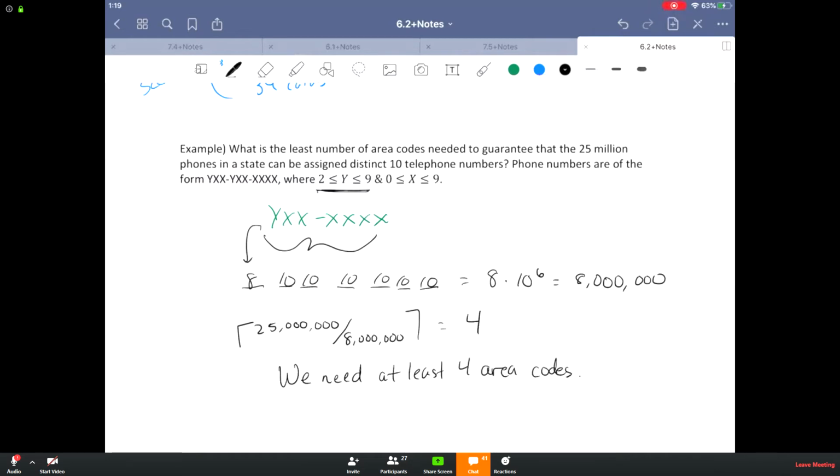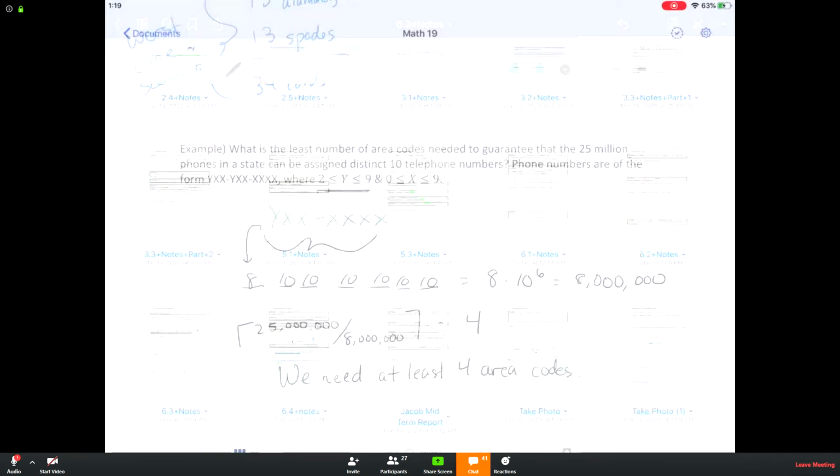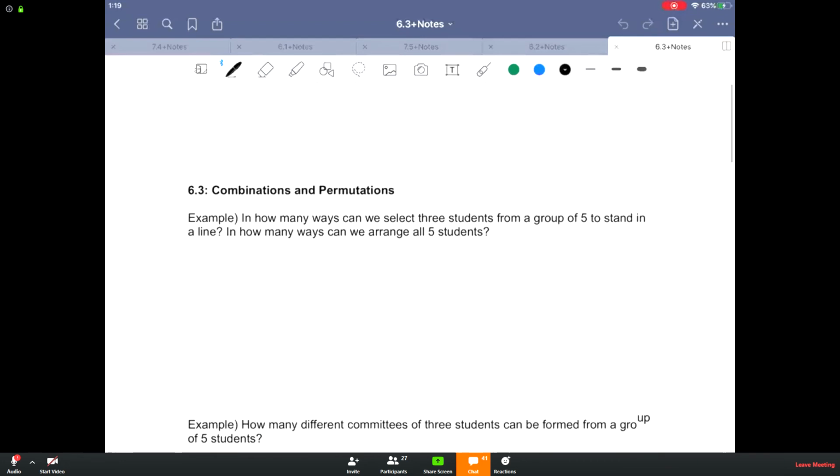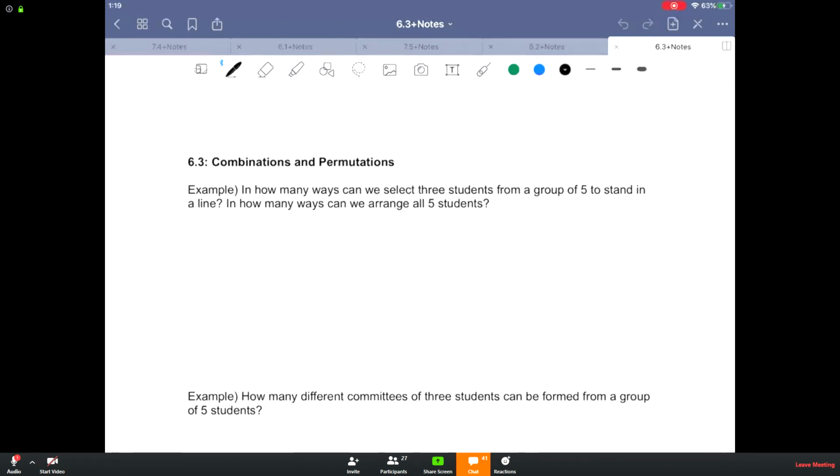All right. Any other questions before we move on to 6.3? So these are, I think, very fun questions, interesting sections and everything. All right, so let's do 6.3 then. Okay, so 6.3 is talking about combinations and permutations, and we'll talk about what the difference is between the two.